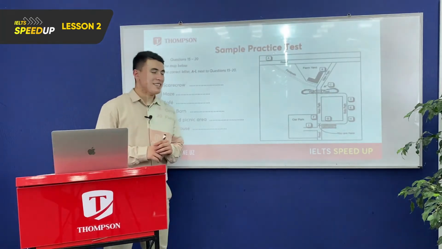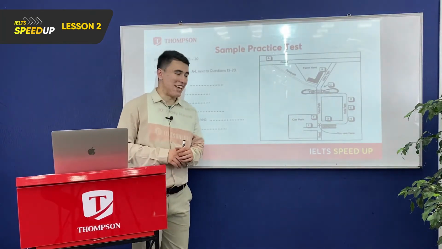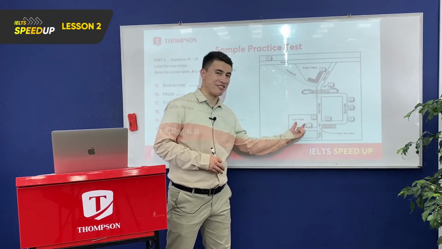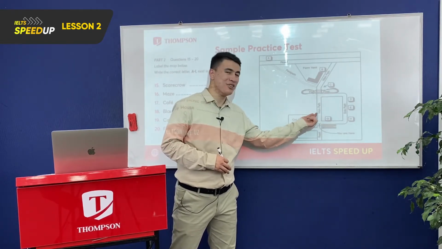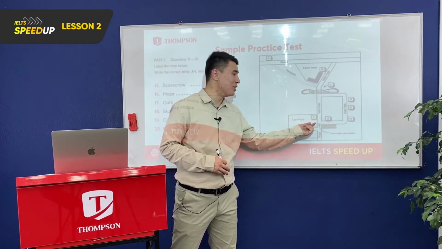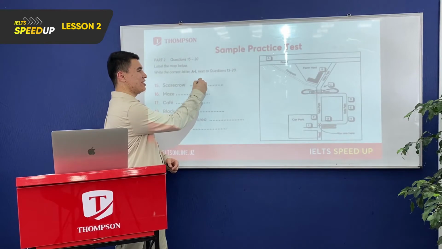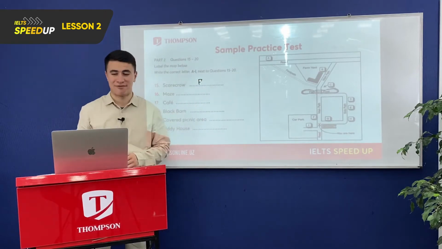So, speaker mentioned that you are here and car park is on your left, and in the corner you can see the scarecrow just beside the main path. So the answer is going to be F.